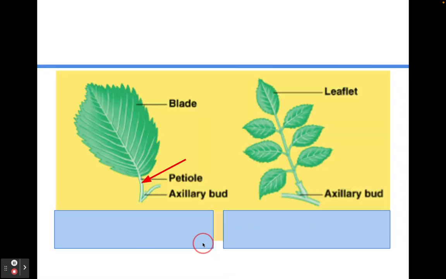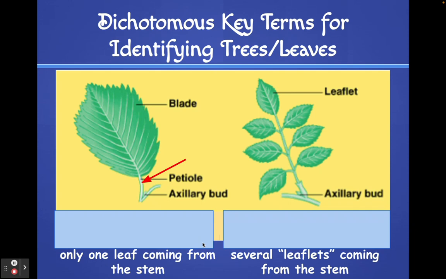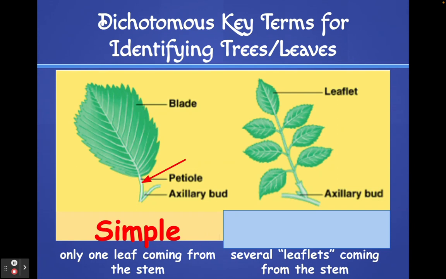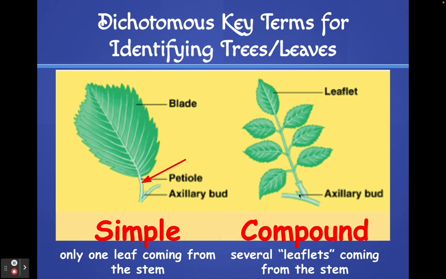Let's learn a few important terms for identifying leaves. The first thing that you're going to want to do when you see a picture of a leaf is identify whether it's just one leaf. So here's a single leaf coming from a stem. The fancy word is petiole, but you can just say stem. And if that is just one leaf, then we call it a simple leaf. But if you see a whole bunch of tiny leaflets coming from the stem, then that's called a compound leaf. So again, one of the first things you have to identify is, is it simple, just one leaf, or compound, a whole bunch of little leaves coming from one stem.